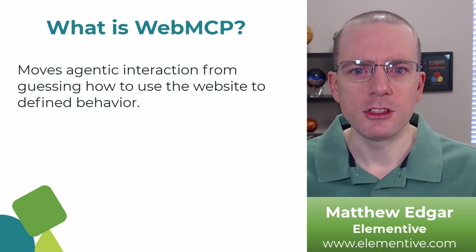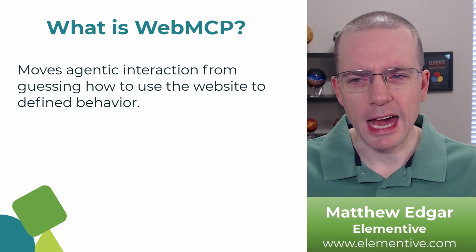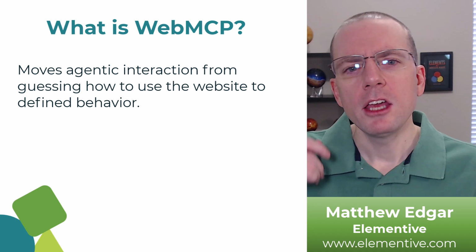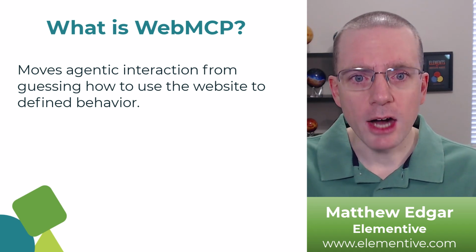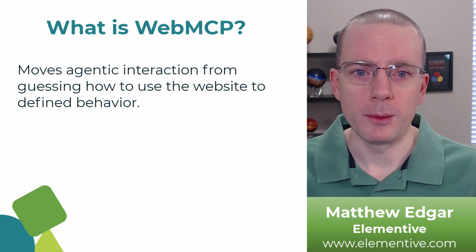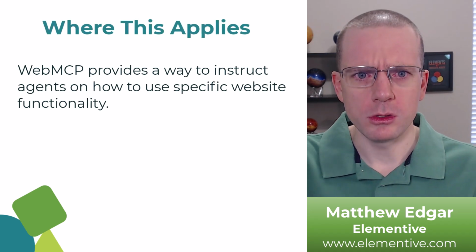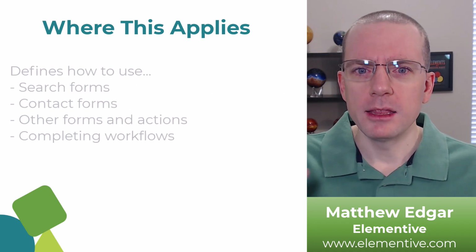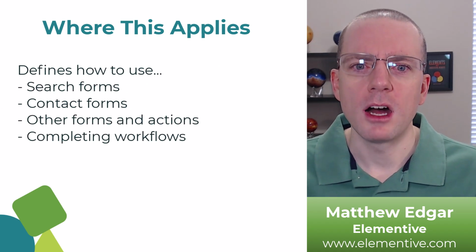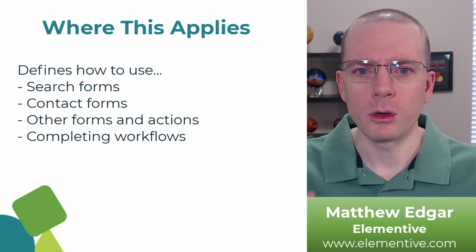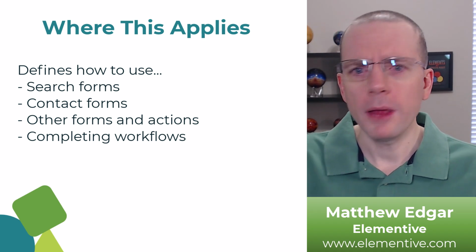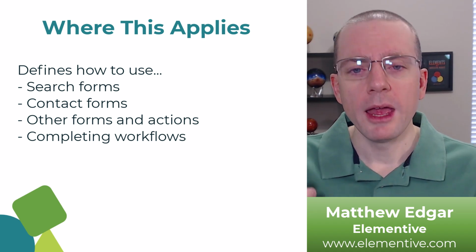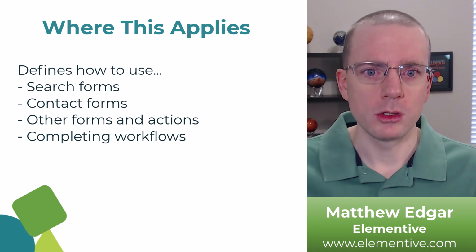So instead of the agent having to do their best to figure things out with the website's design, with the HTML structure, with WebMCP, you can define specifically how AI agents should interact with your website's functionality. How do you use this form? How do you use this particular feature on my website? This is especially useful for common actions like searching a website or submitting a contact form or other types of forms on a website. It might also be useful for completing workflows that rely on some type of user interaction.